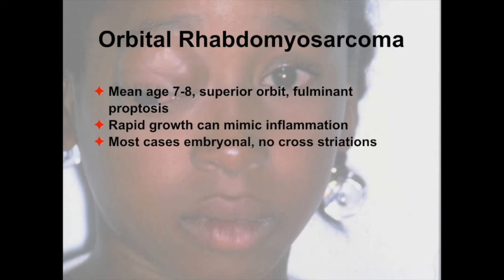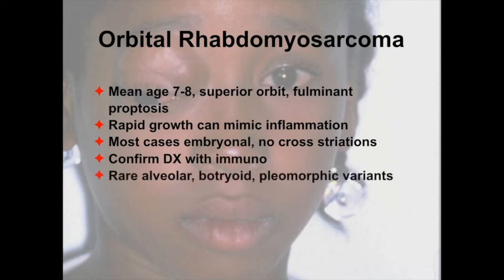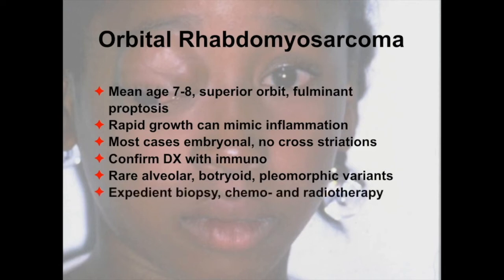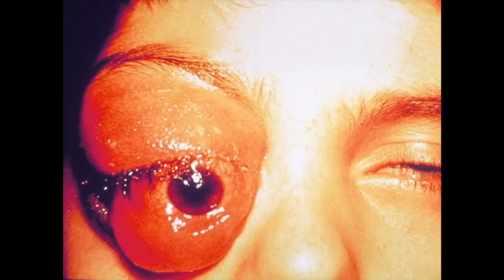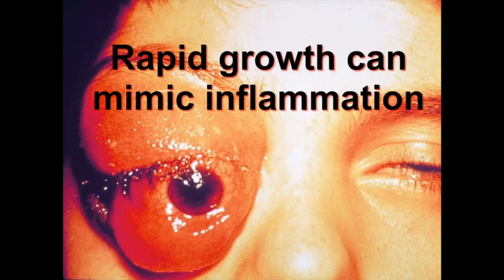Most cases of orbital rhabdos in children are embryonal rhabdomyosarcomas that lack cross striations. The diagnosis is confirmed with immunohistochemistry. There are also rare botryoid, alveolar, and pleomorphic variants. An expedient biopsy should be performed. Most cases are treated with chemo and radiotherapy. Survival is 80% if there is no involvement of the paranasal sinuses. Always consider rhabdo in any child with orbital disease. Again, rapid growth can mimic inflammation.